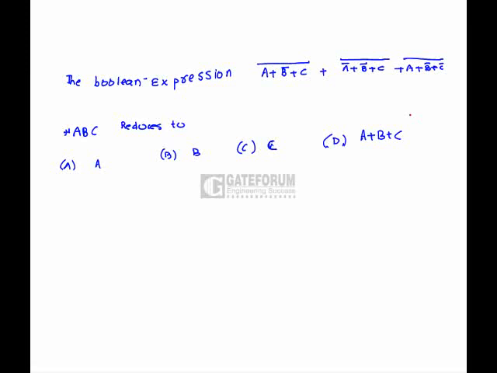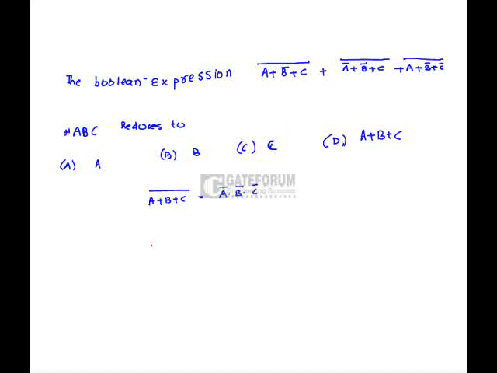Boolean expression is given as follows. So we have to find out the simplified version of the given Boolean expression. In order to simplify it, we have to use De Morgan's laws. That is, we know that (a + b + c) whole bar is equal to a bar, b bar, c bar. Similarly, we have to apply this rule to the above Boolean expression.